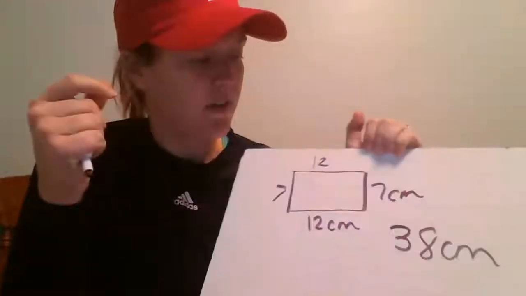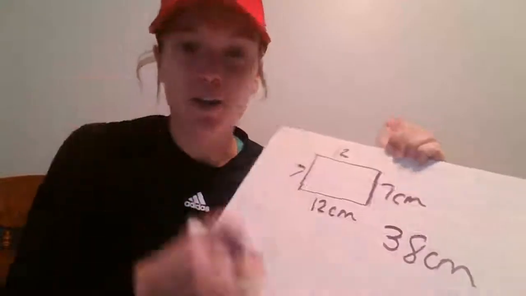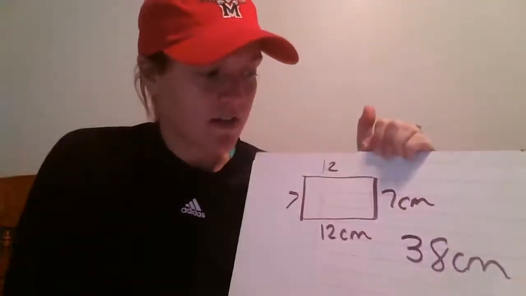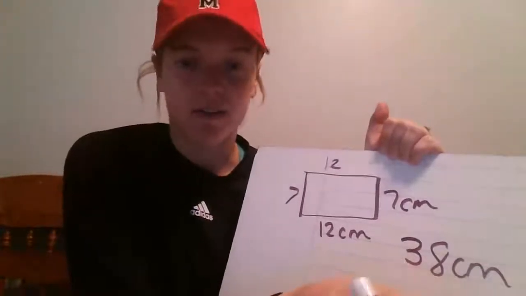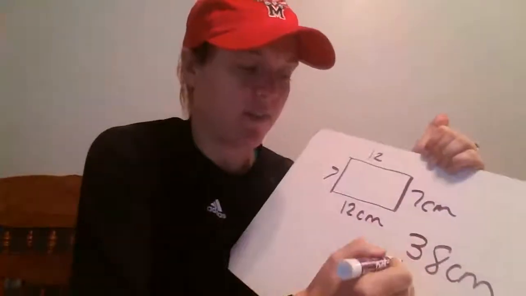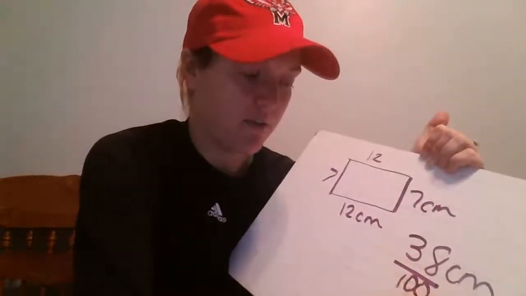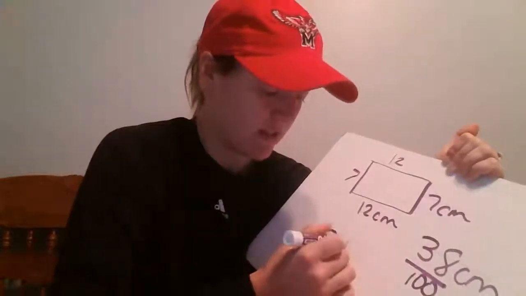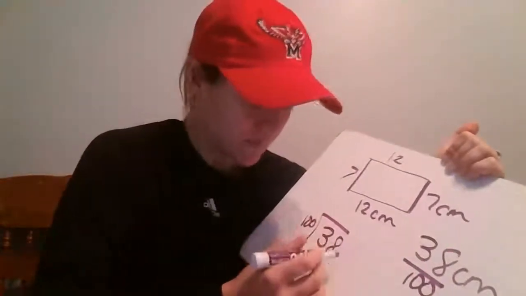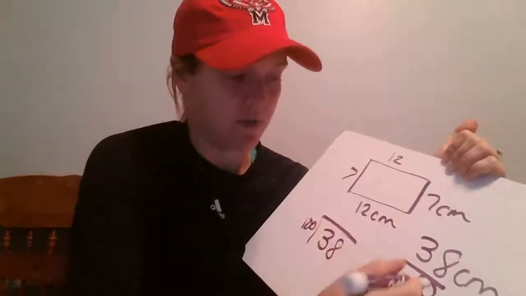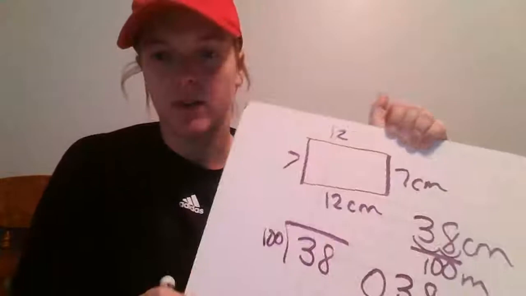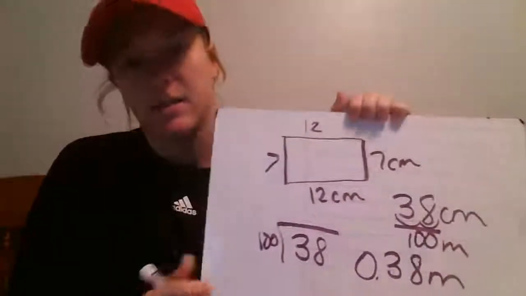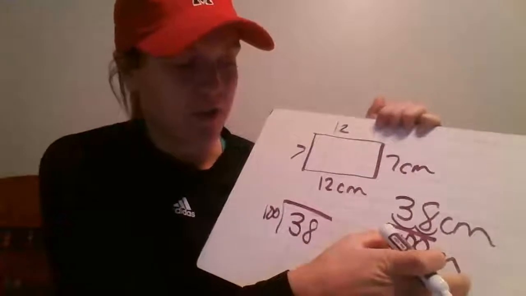But we need to change it into meters. There are 100 centimeters in 1 meter. Our number in meters is actually going to be smaller because 38 is less than 100, so we're going to have to divide by 100. We need to do 38 divided by 100. All we have to do is move our decimal 2 times to the left, which gives us 0.38 meters.